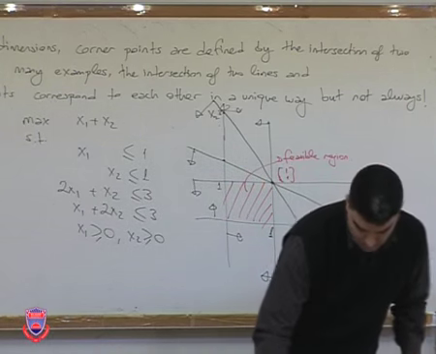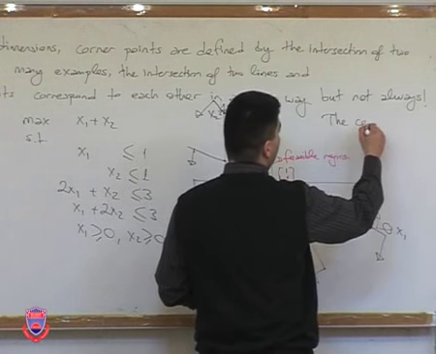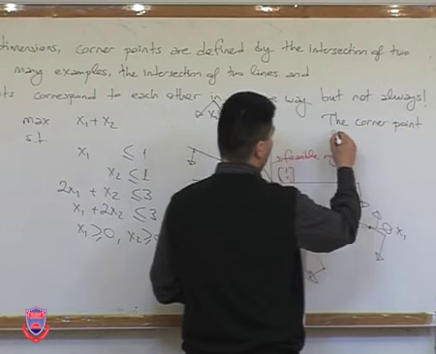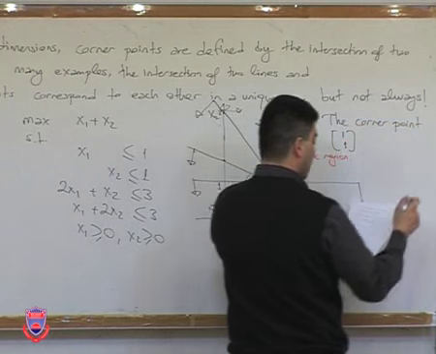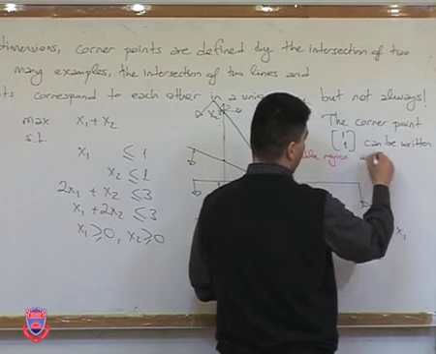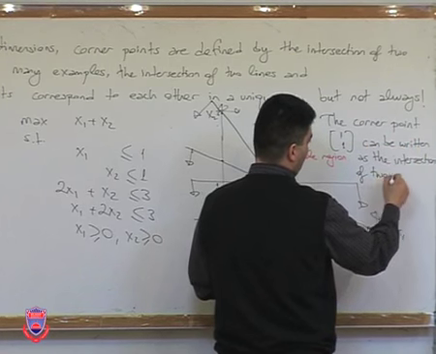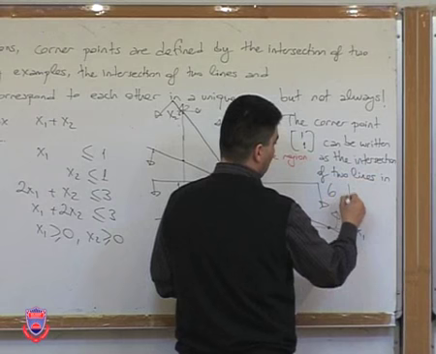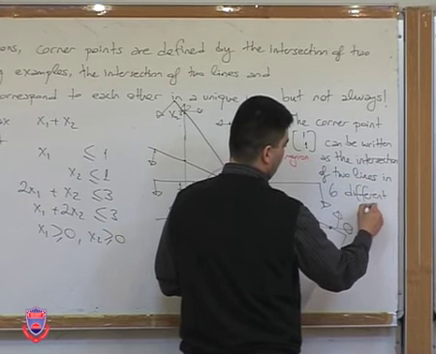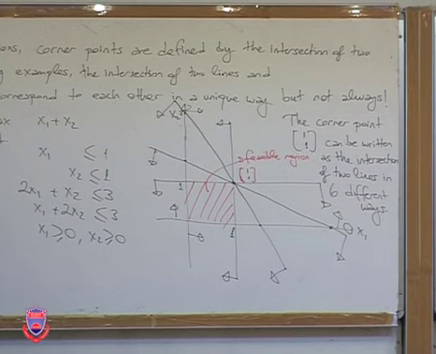Let me just write it down. The corner point 1, 1 can be written as the intersection of 2 lines in 6 different ways. Where does 6 come from? 4 choose 2, exactly. From 4 candidate lines, I have to pick 2 of them, and I can do this in 4 choose 2 different ways.